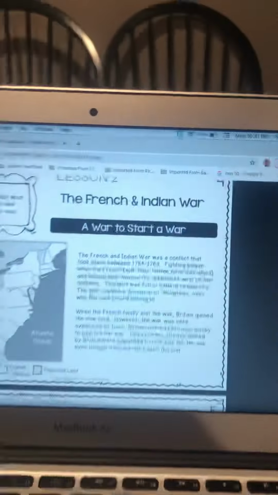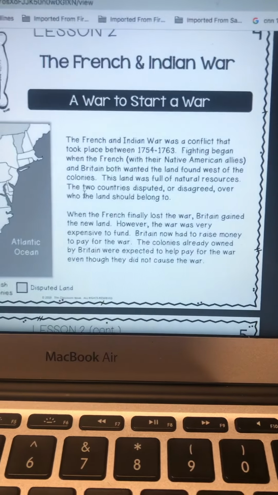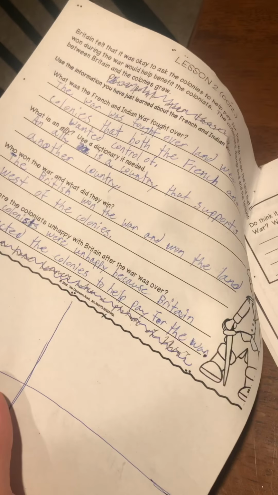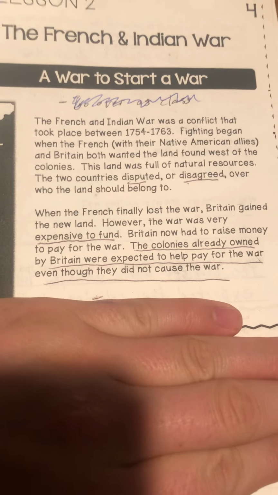Next, we're going to actually read through the French and Indian War. Before we read that, I'm going to give you guys a hint. I would look at these questions on page 5 before you do the reading, because while you do the reading, like I did here, this is how I take notes in college: I underline important information that could help me to answer these questions. So I'm going to read this to you.